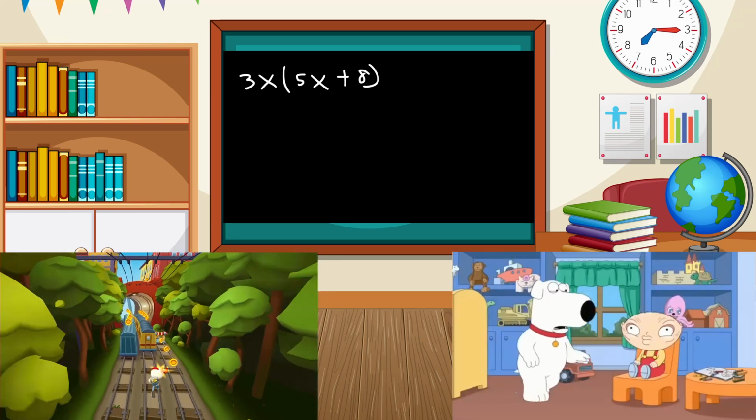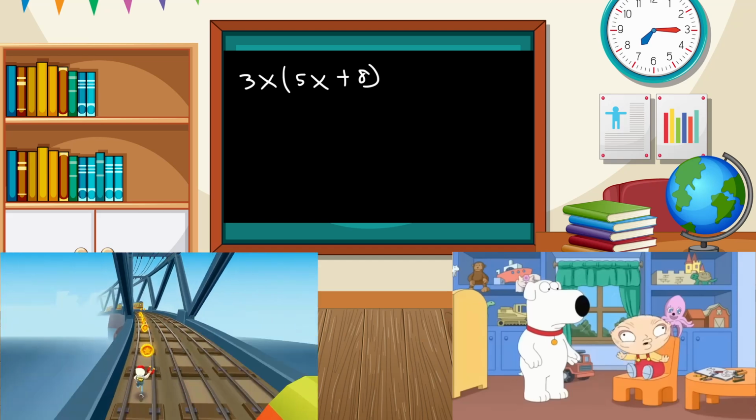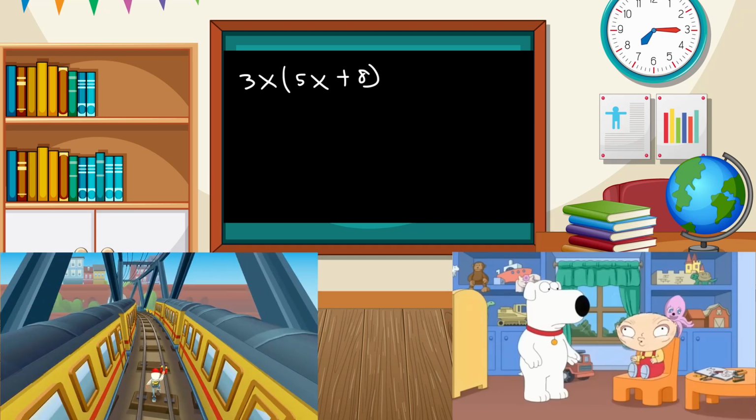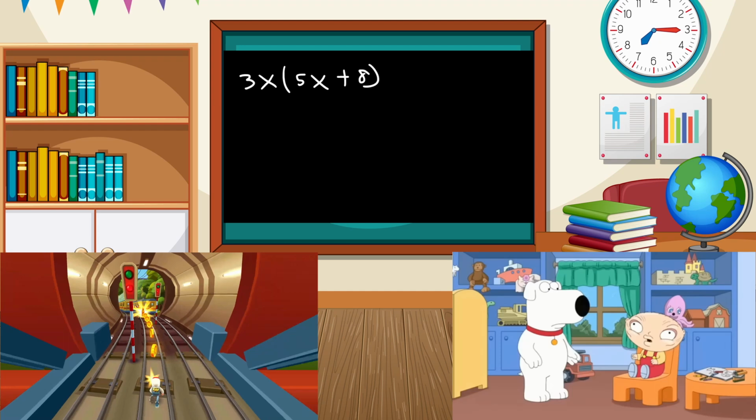Mono means 1, bi means 2. So what is 3x times 5x plus 8? Sometimes in a typical algebra course, you have to simplify an expression that looks like this. What do you do? First we need to multiply.